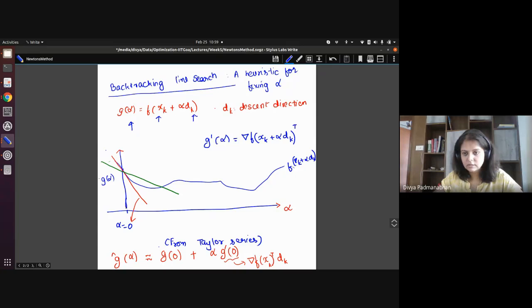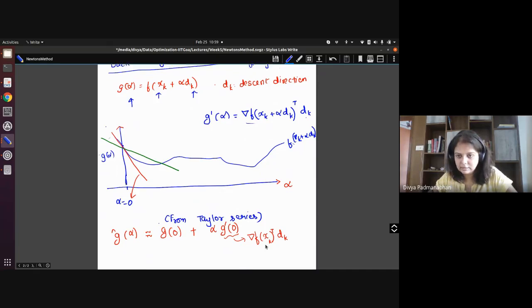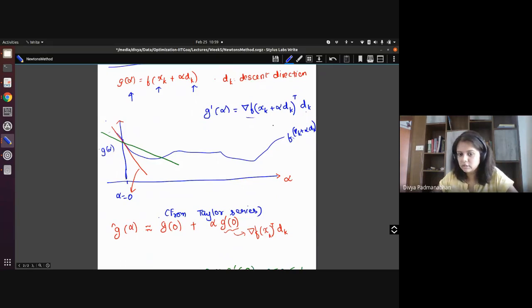So this is transpose dk. dk is a vector, and this is also a vector, so you have this operation. Okay, so this is g prime. And now you're taking g prime at 0. So what you're going to get is just this. Substitute alpha as 0 here, and you get gradient of f xk transpose dk.